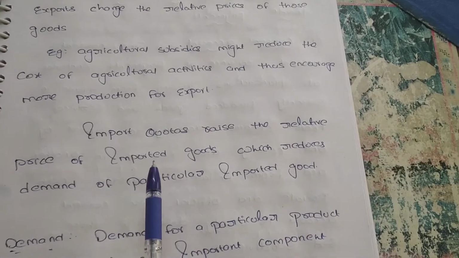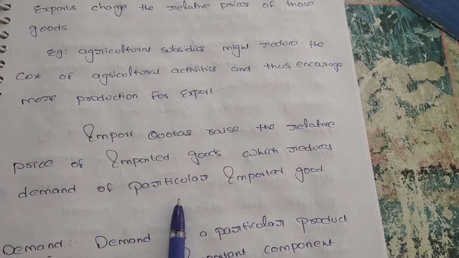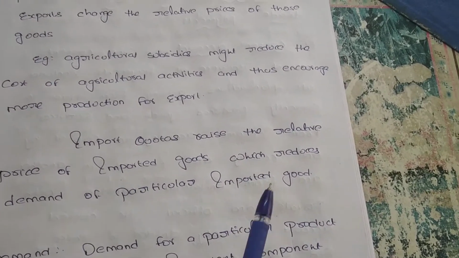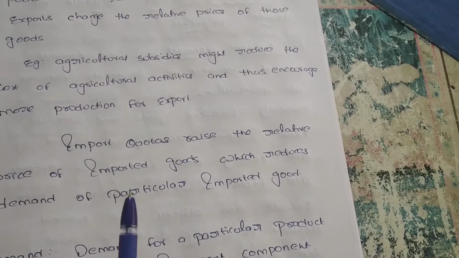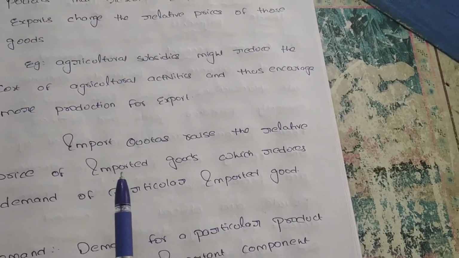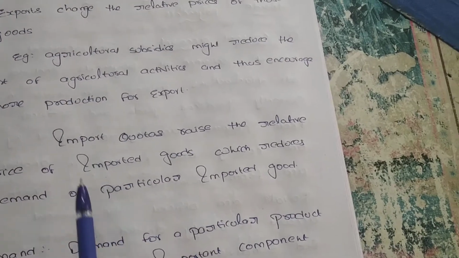Import quota raises the relative price. Import quota means restrictions on the entry of goods into our country. For this, we have to pay some taxes. These taxes have to be collected from the ultimate customer. For that reason, the price of the good increases. With the increase in price, the demand for the particular good decreases. It also affects our balance of trade.